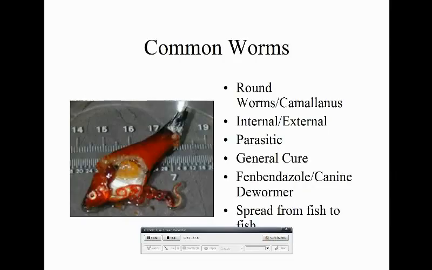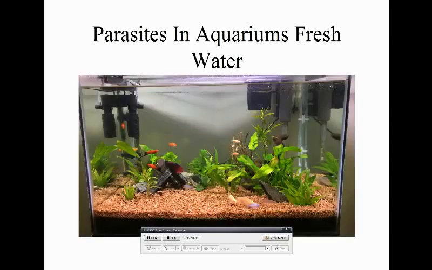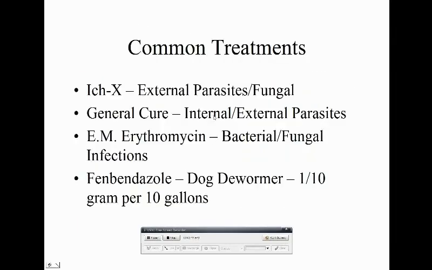So let's go to the very first starter here. Common worms. We're going to start with roundworms, and there's a couple of variations of that, quite a few really. And the Camallanus, I don't even know how that's pronounced. Look at that gross picture. These are internal and external. They are definitely parasitic. Generally, general cure is what you want to use. The reason being, if you looked at the previous slideshow, it covers internal and external parasites. And you probably want to use erythromycin because they're going to obviously have some bacterial and fungal infections.